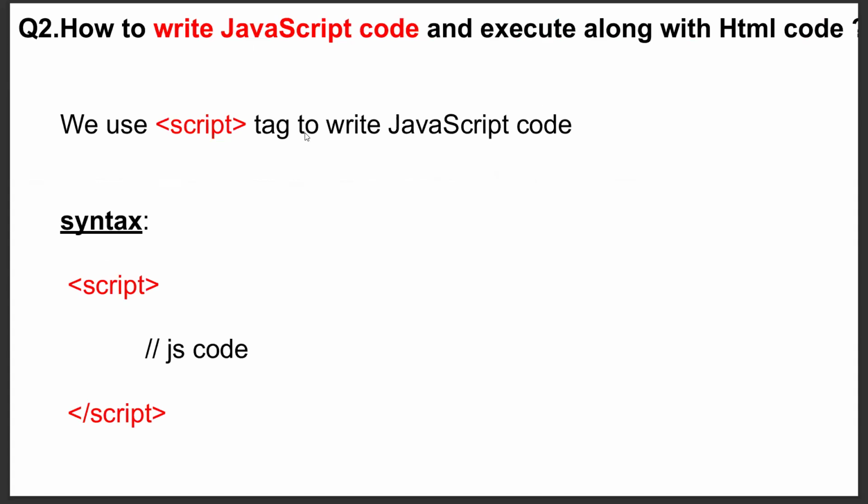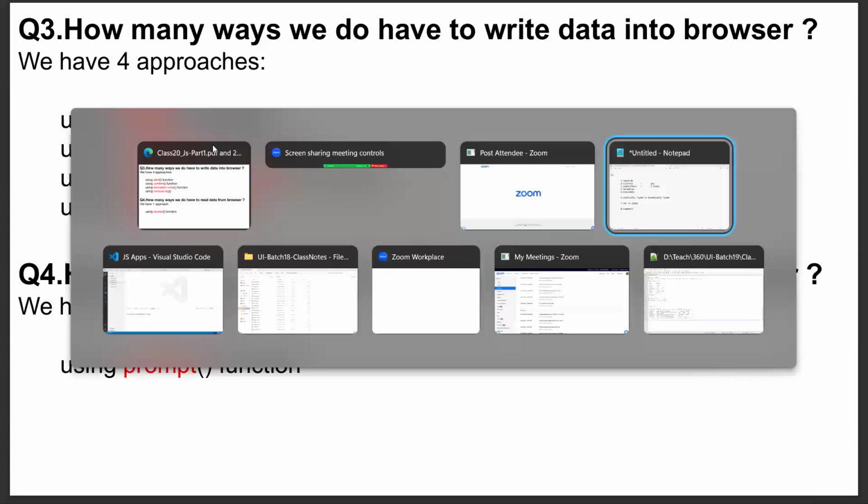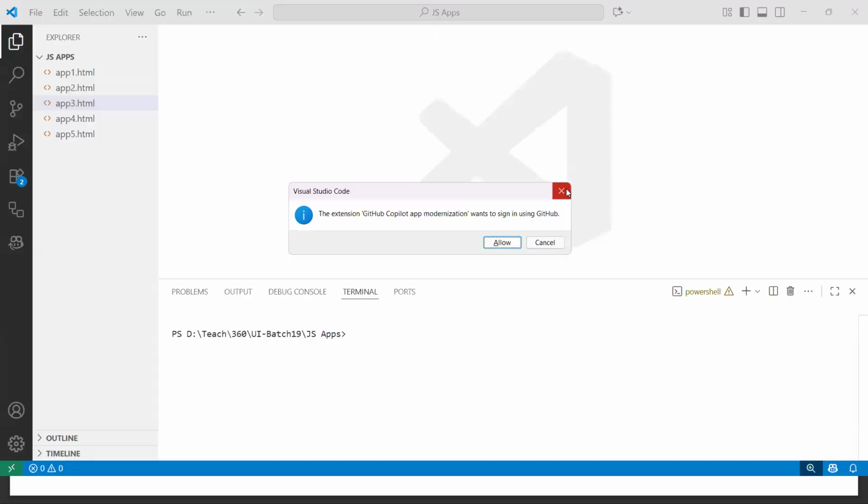I think this also got covered, where we can add JavaScript code, inside the script tag. This is also covered. And then I'll cover this today: how many ways do we have to write data into the browser? This is nothing but printf in C. In C language, we use printf to write something on the console. Similarly, we have 4 ways, but out of the 4, we discussed only the alert. The remaining 3, I'll show you right away.